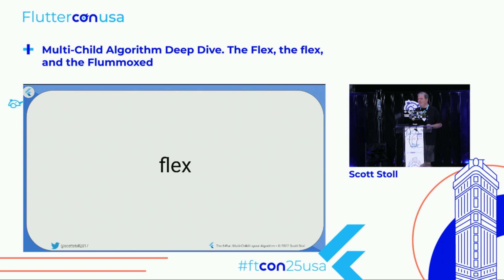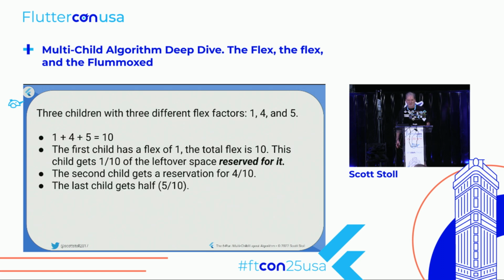So let's look at a little math. Yes, we all hate math. Don't worry, this is not that difficult. 3 children have 3 different flex factors, 1, 4, and 5. 1 plus 4 plus 5 equals 10. The first child has a flex of 1 and the total flex is 10. This child gets 1/10 of the leftover space reserved for it. Doesn't necessarily get it.